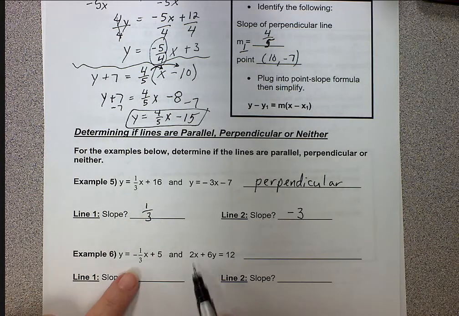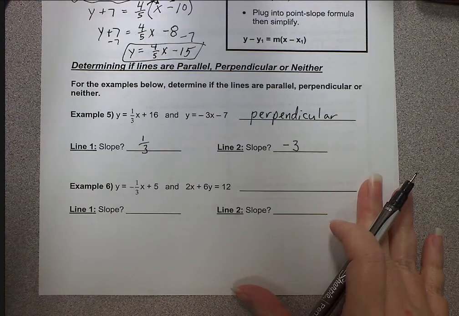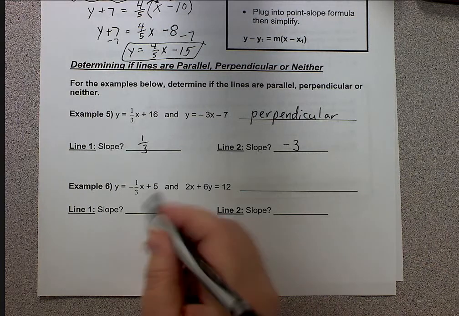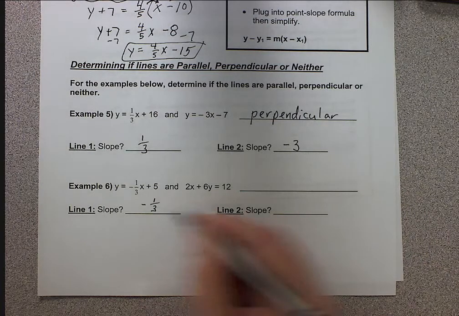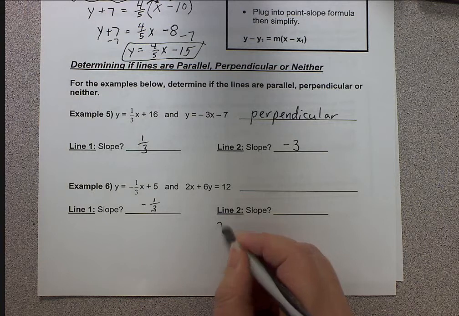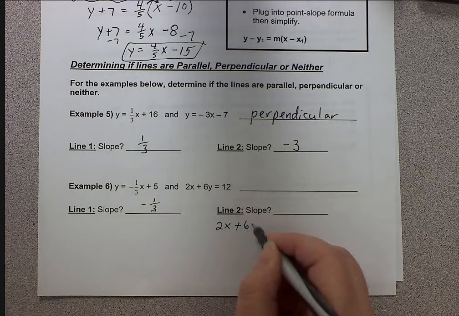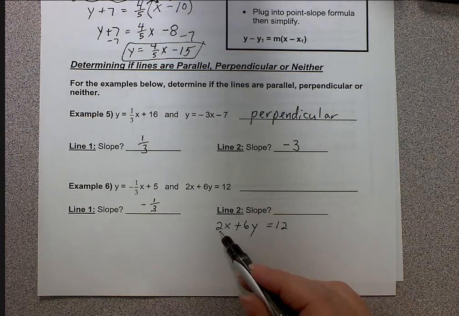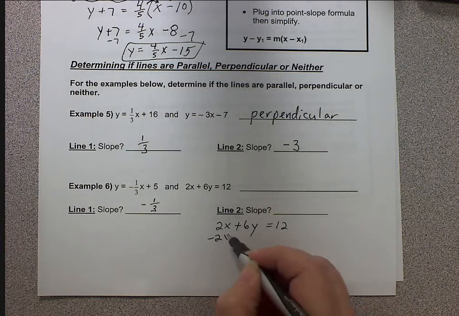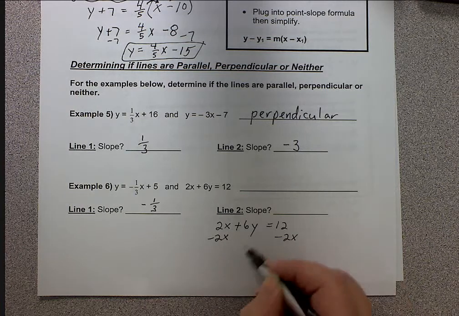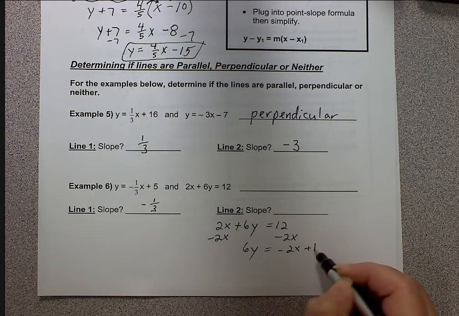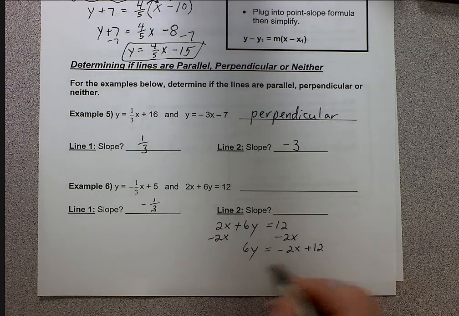We have to first rewrite line 2 on this example 6. So the slope of line 1 is -1/3. The slope of line 2, we have 2x plus 6y is equal to 12. I'm going to subtract 2x on both sides. So I have 6y is equal to -2x plus 12. Divide by 6.